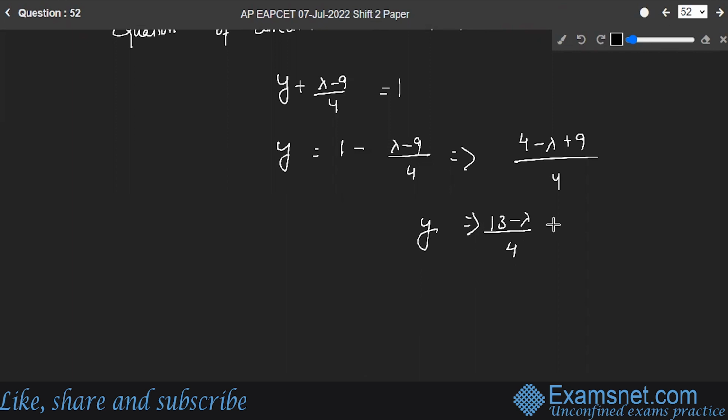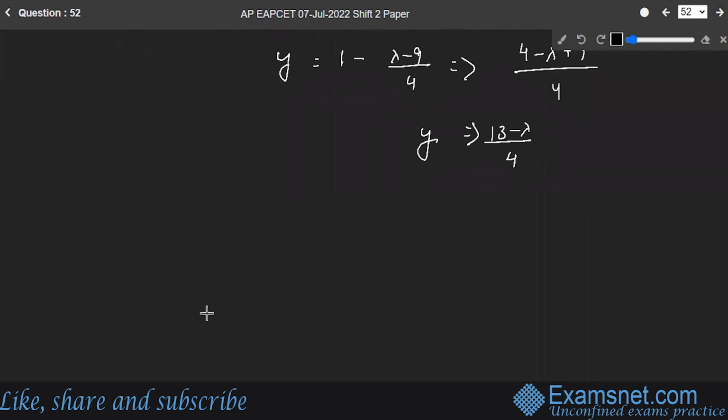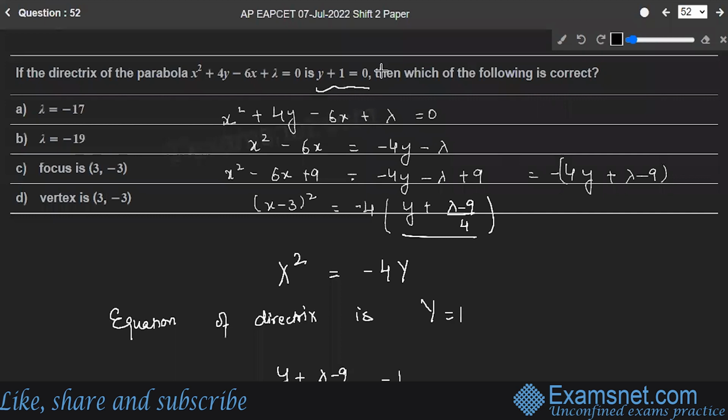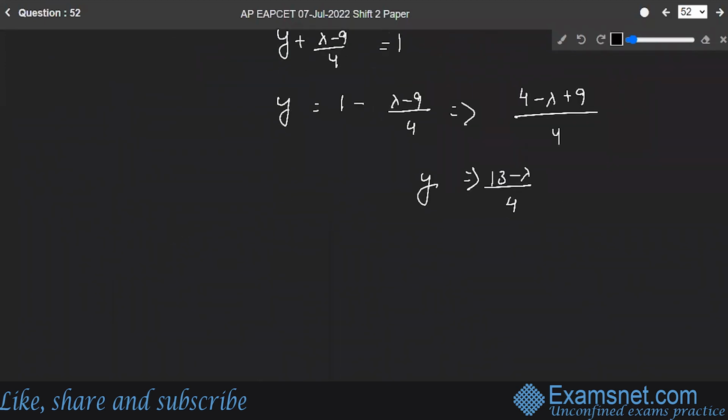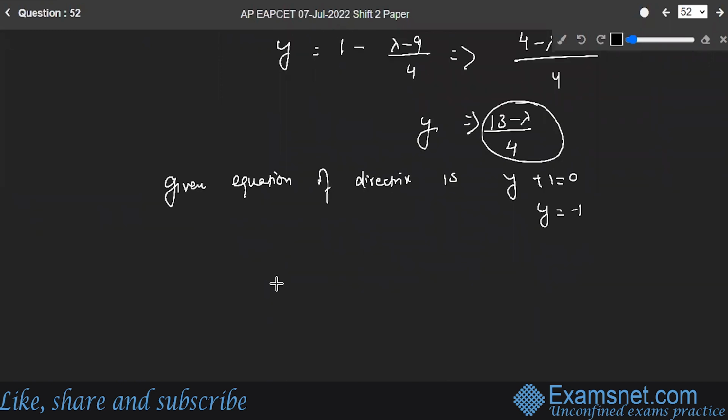Now, according to the problem, given the equation of the directrix is y plus 1 is equal to 0, which gives you y is equal to minus 1. So that means this whole thing is equal to minus 1.